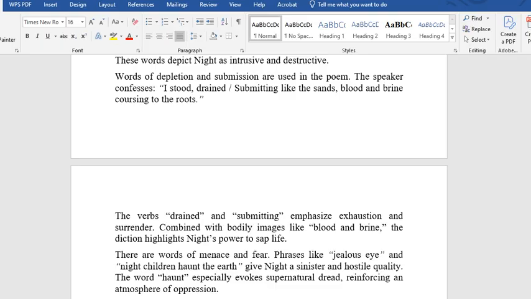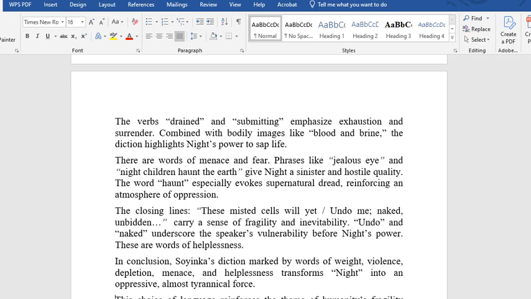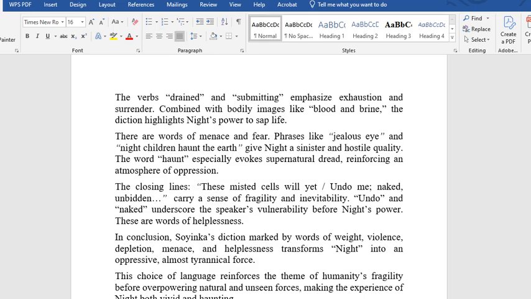We also have words of depletion and submission in the poem. The speaker confesses, and we are quoting from the poem again, "I stood, drained, submitting like the sand, blood and brine coursing to the roots." The verbs drained and submitting emphasize exhaustion and surrender, combined with bodily images like blood and brine. The diction highlights night's power to sap life.